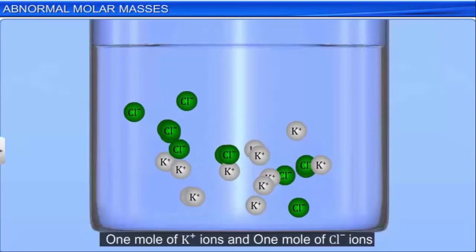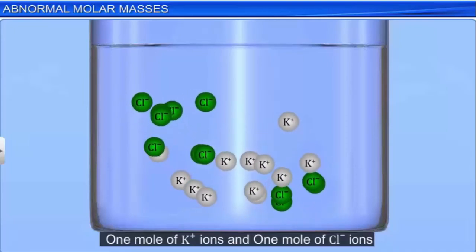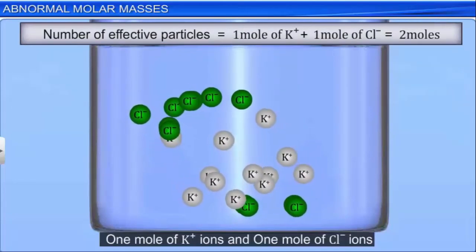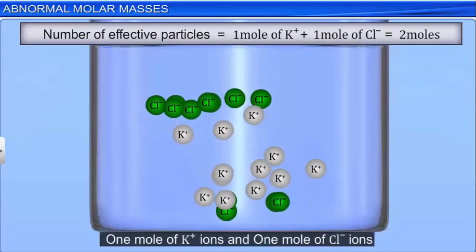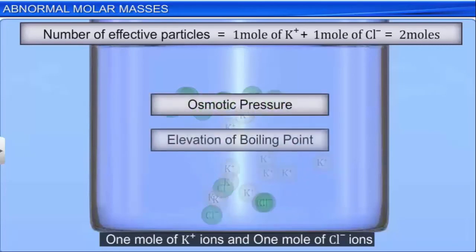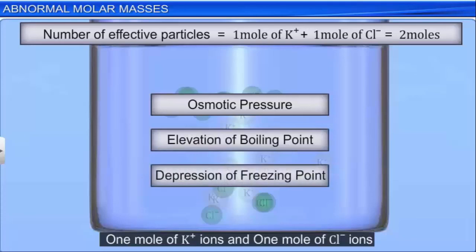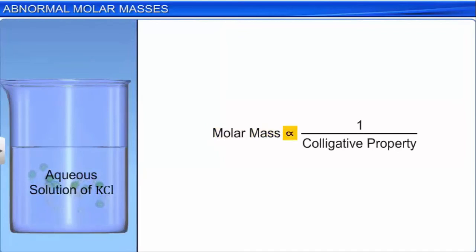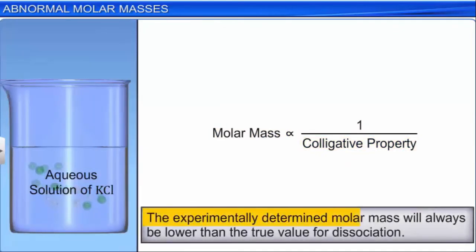In such cases, the number of effective particles in the solution increases, and therefore, the observed colligative properties like osmotic pressure, elevation of boiling point, and depression of freezing point are much higher than those calculated on the basis of undissociated single molecules. Further, as molar mass is inversely proportional to the colligative property, the experimentally determined molar mass will always be lower than the true value for dissociation.